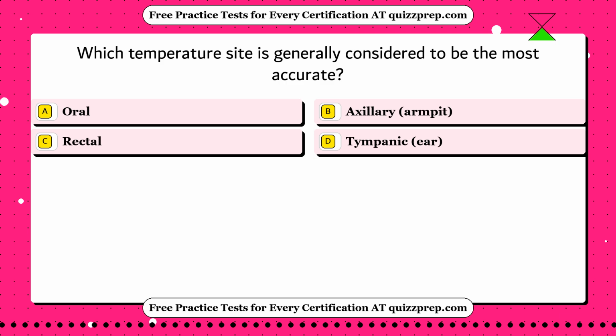Question 46. Which temperature site is generally considered to be the most accurate? Option A, oral. Option B, axillary, armpit. Option C, rectal. Option D, tympanic, ear.